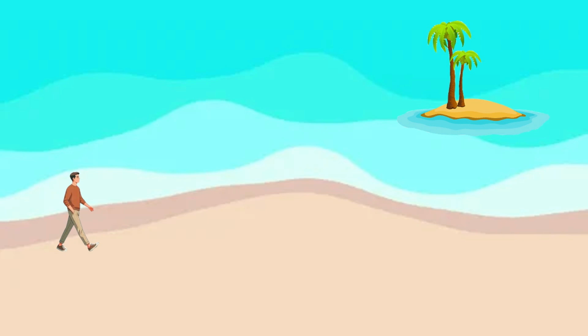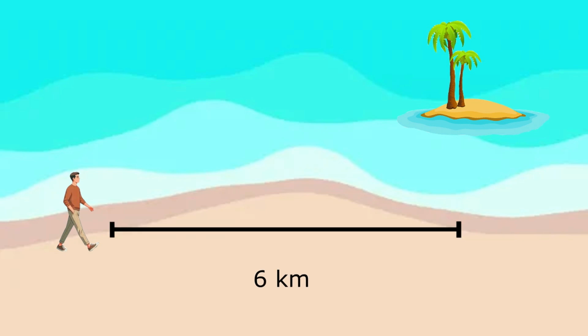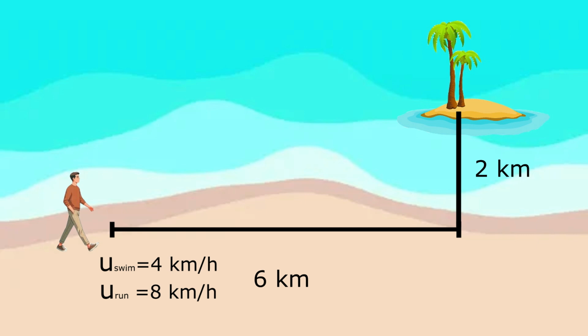A man is trying to minimize the travel time between himself and an offshore island. The perpendicular distance between the man and the island is 6 kilometers, and the distance between the island and the shore of the beach is 2 kilometers. The man's swimming speed is 4 kilometers per hour, and the man's running speed is 8 kilometers per hour.